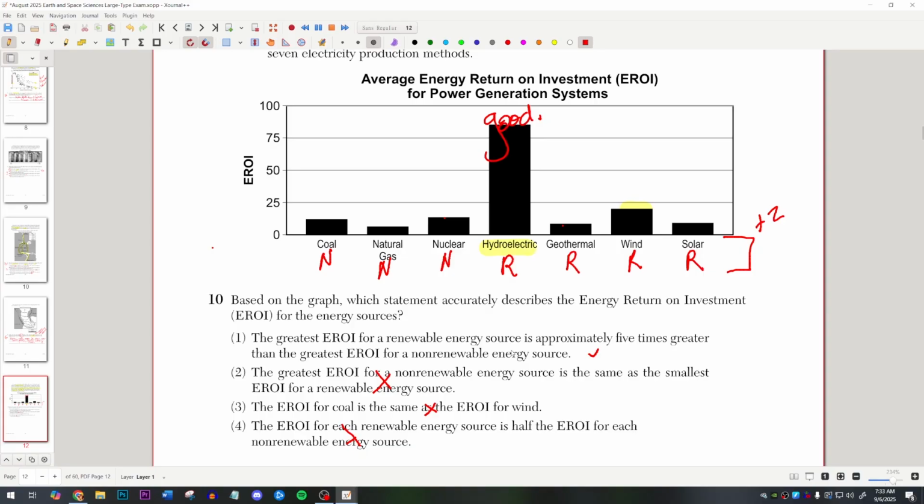The greatest one for renewable, which is here. So now we've got to get the numbers. Figure this is 75 and 100, so about halfway there. We'll call it 82-ish. Is it 5 times greater than the greatest one for non-renewable? The greatest one would be nuclear, which is half of 25. So we'll call it 13. 82 divided by 13 is about 6. So approximately 5. That's pretty good.